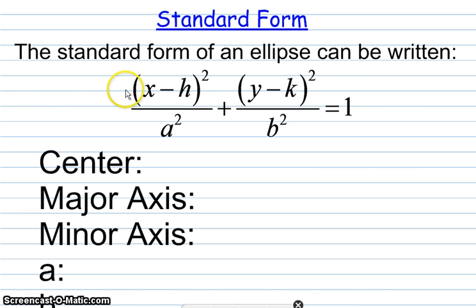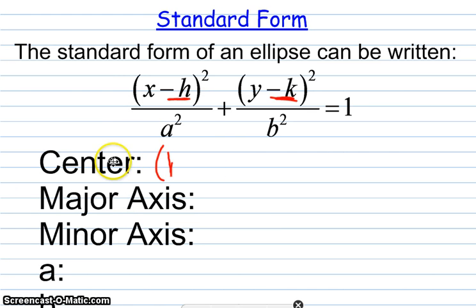Now the standard form is written right here, where you have your x minus h squared over a squared, and you have your y minus k squared over b squared equals 1. You're going to know it's an ellipse because it's always going to have that plus sign in the middle, and it's always going to equal 1. If it doesn't, then you've got to do something to fix it. So I'm going to start our recording.